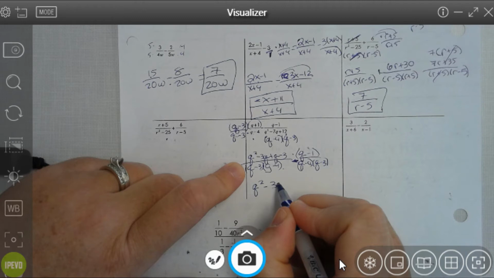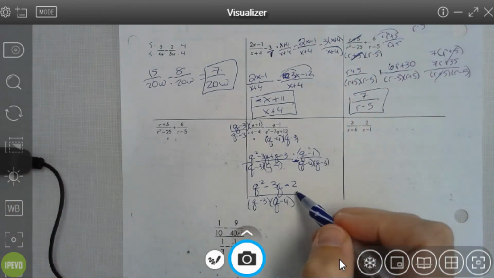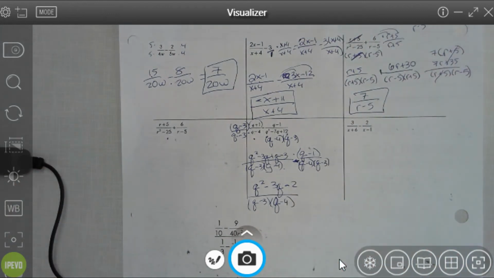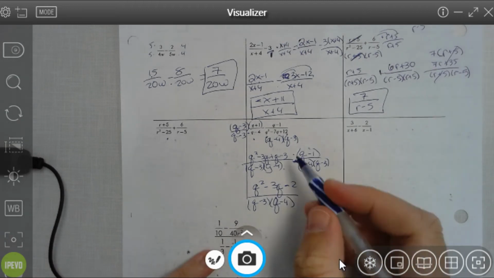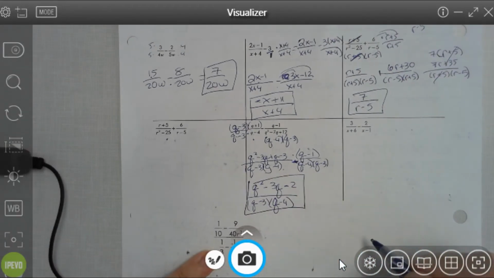And then q minus 3, and then a q minus 4. Factors of negative 2 to get negative 3. You should check to see if it factors. Negative 2 does not give you negative 3. If it was positive, you could. So then this right here would be your final answer.